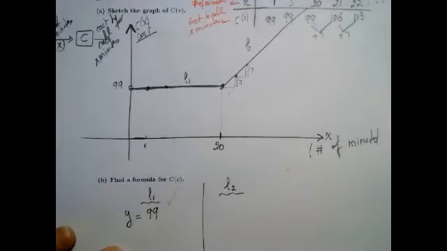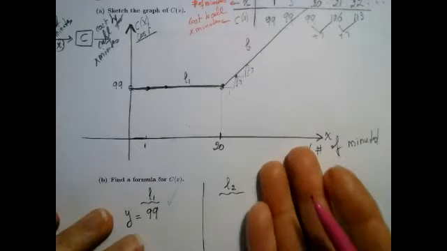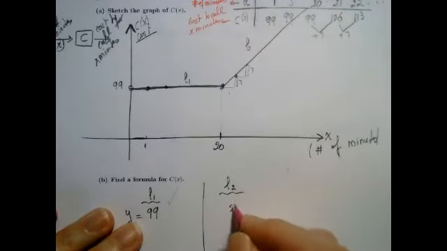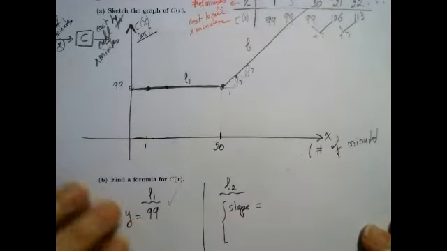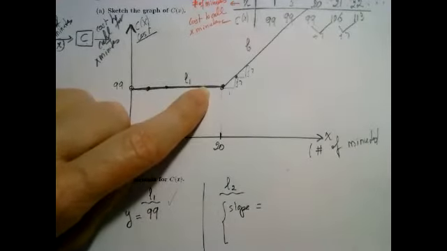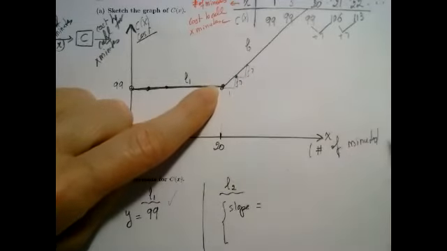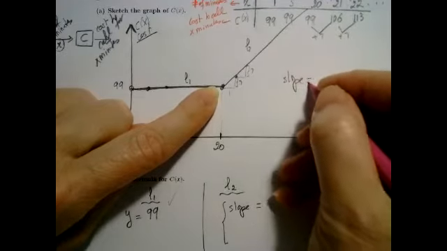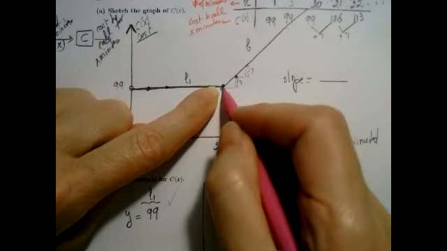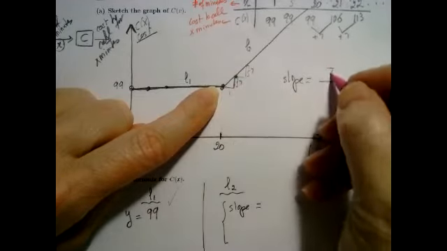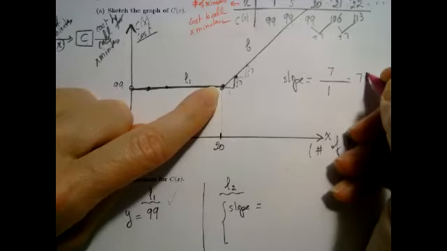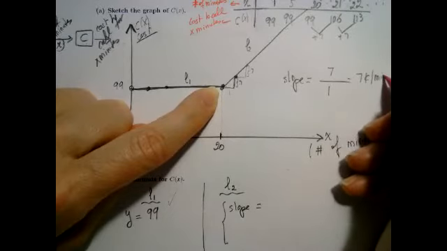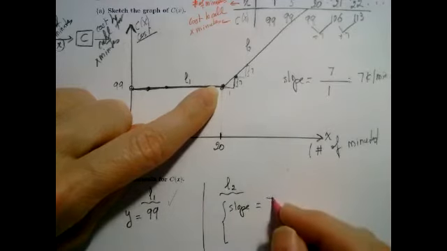Okay, L2. To find the equation, that's a line. We need the slope and we need a point. Okay, what's the slope of L2? Can we figure it out immediately? That's the line. What's the slope? The slope is 7. Every time you go by 1, you go up by 7. So 7 over 1, that's the slope. That's not the equation. It means 7 cents per minute. So the slope is 7.